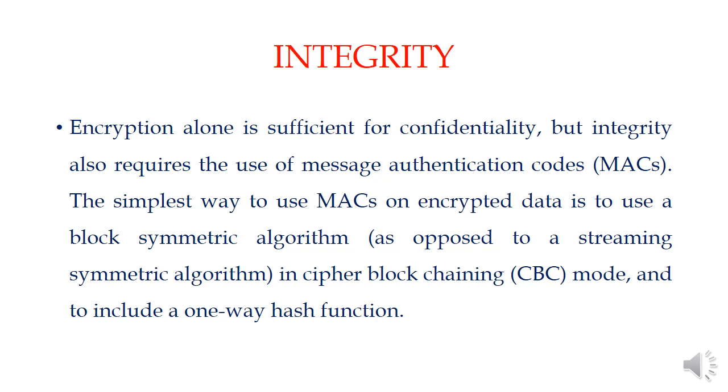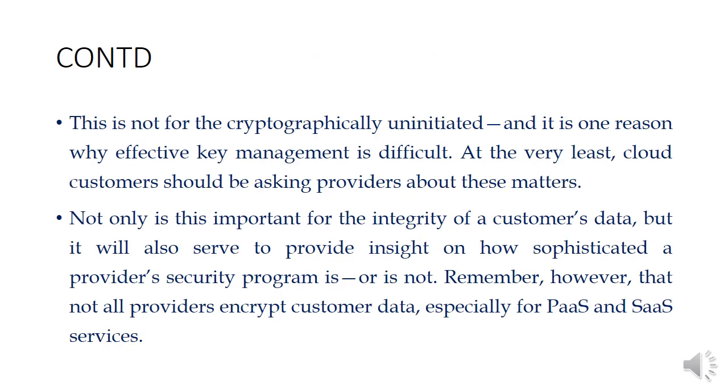Encryption alone is not sufficient for integrity. The simplest way is to make use of a message authentication code. In network security, you can have the cipher block chaining mode to include a one-way hash. This is not cryptographically uninitiated, so how effective it will be, we may not know. Not only is the integrity of the customer data important, but it also serves to persist. You have to have the security there or not, especially for platform as a service or software as a service.